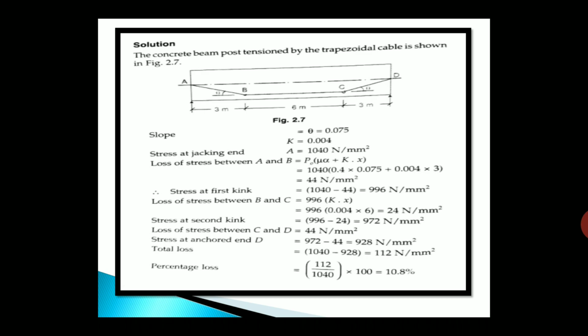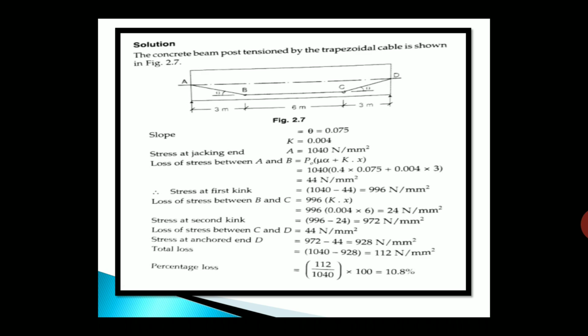Now let us go for the section BC. It is a flat section, hence there is no need of alpha because alpha is equal to 0 as the line is flat. So the loss can be estimated as P0 into Kx. Here the initial stress is the stress at point B and not at point A. So we get the stress as 996 into bracket K is 0.004, x is the length, BC span length is 6 meters. Therefore, calculating, we get the answer as 24.